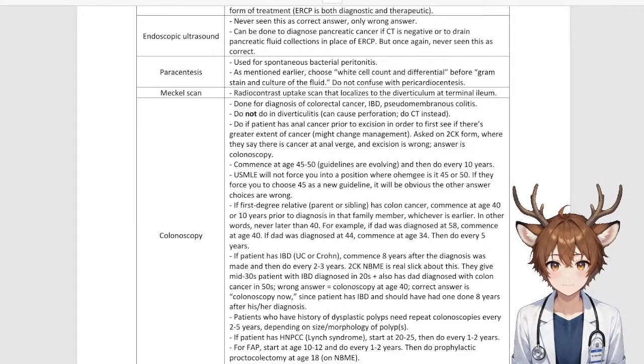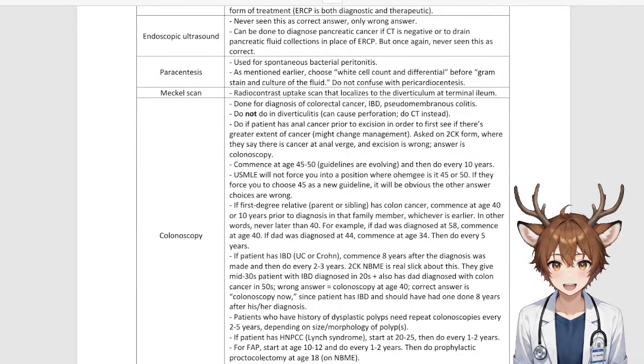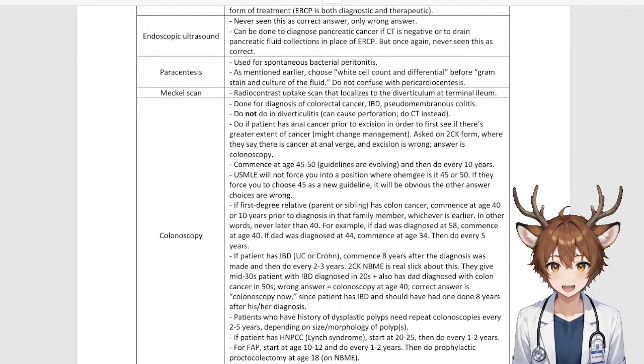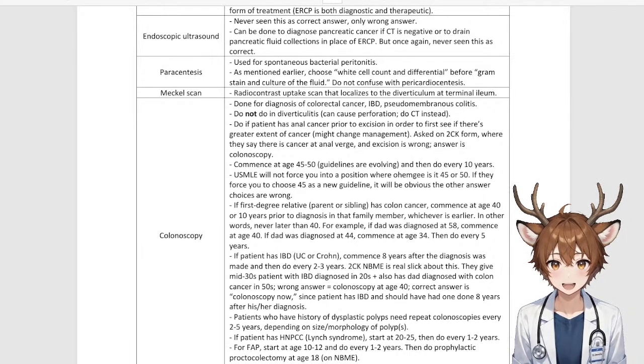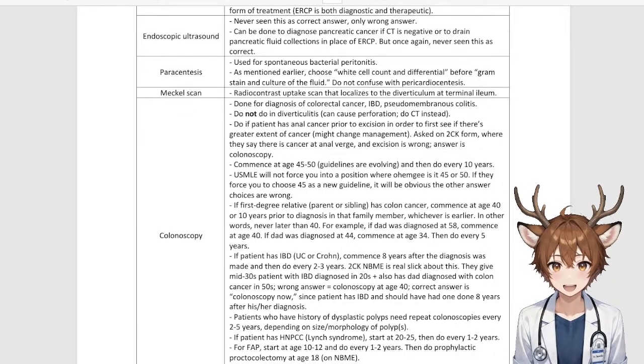Endoscopic ultrasound. Never seen this as a correct answer, only as a wrong answer, which means if you see it, it's probably wrong. It can be done to diagnose pancreatic cancer if CT is negative, or to drain pancreatic fluid collections in place of ERCP, but once again, never seen this as a correct answer.